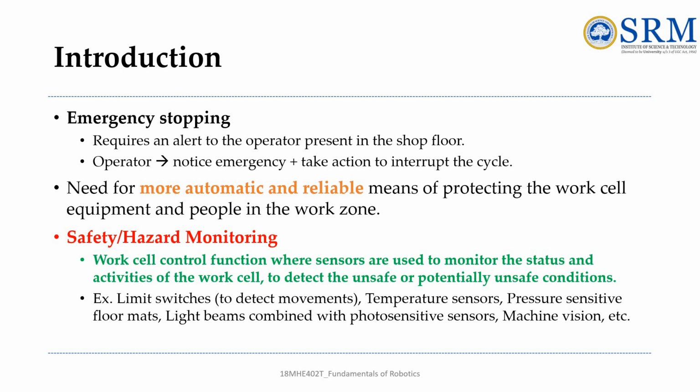Emergency stopping in a manufacturing setting necessitates notifying the operator on the shop floor, prompting them to promptly interrupt the ongoing process. To enhance safety and reliability, there is a growing need for automated mechanisms to safeguard both equipment and personnel within the workspace. This involves safety monitoring using various sensors like limit switches for movement detection, temperature sensors, pressure sensitive floor mats, light beams coupled with photosensitive sensors, and machine vision to identify and prevent unsafe conditions in the work cell.